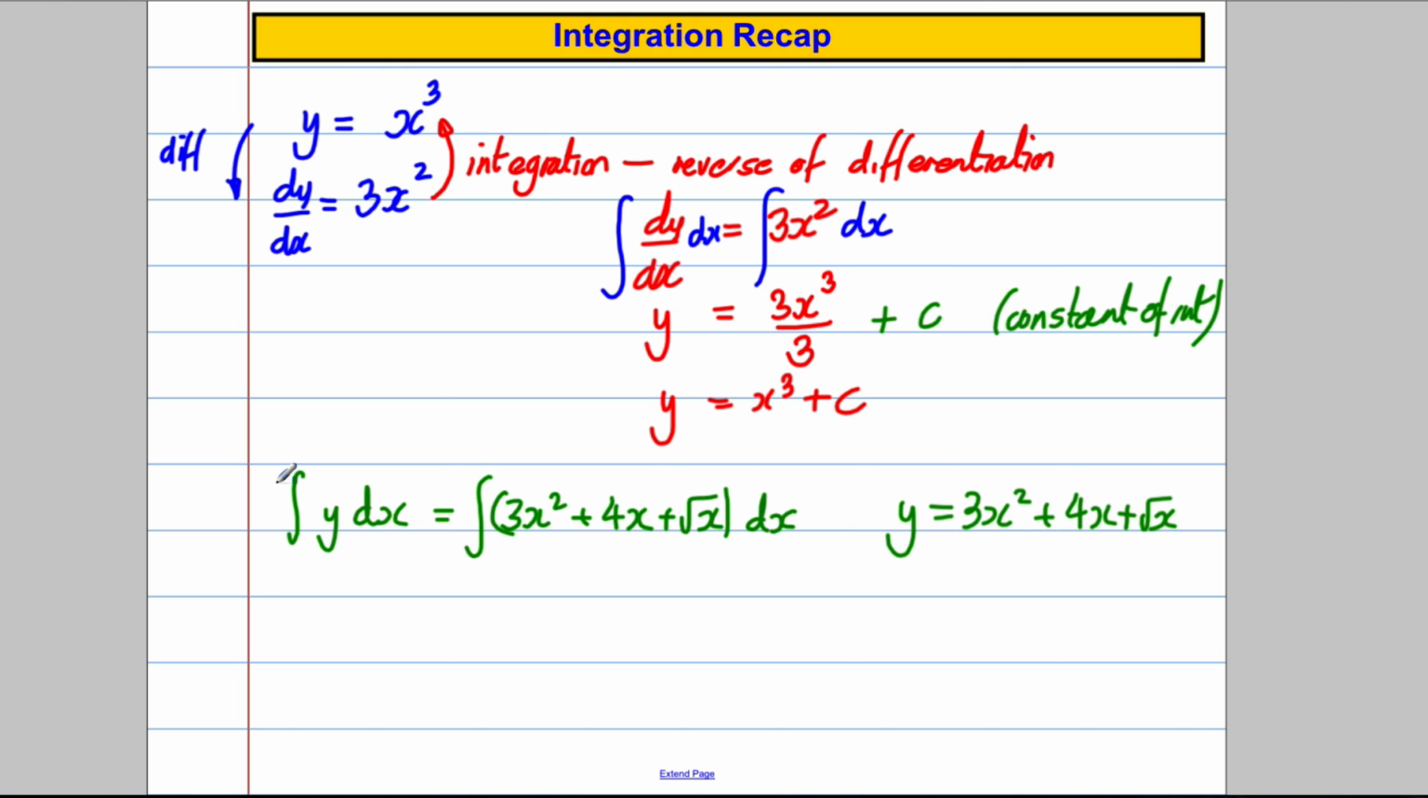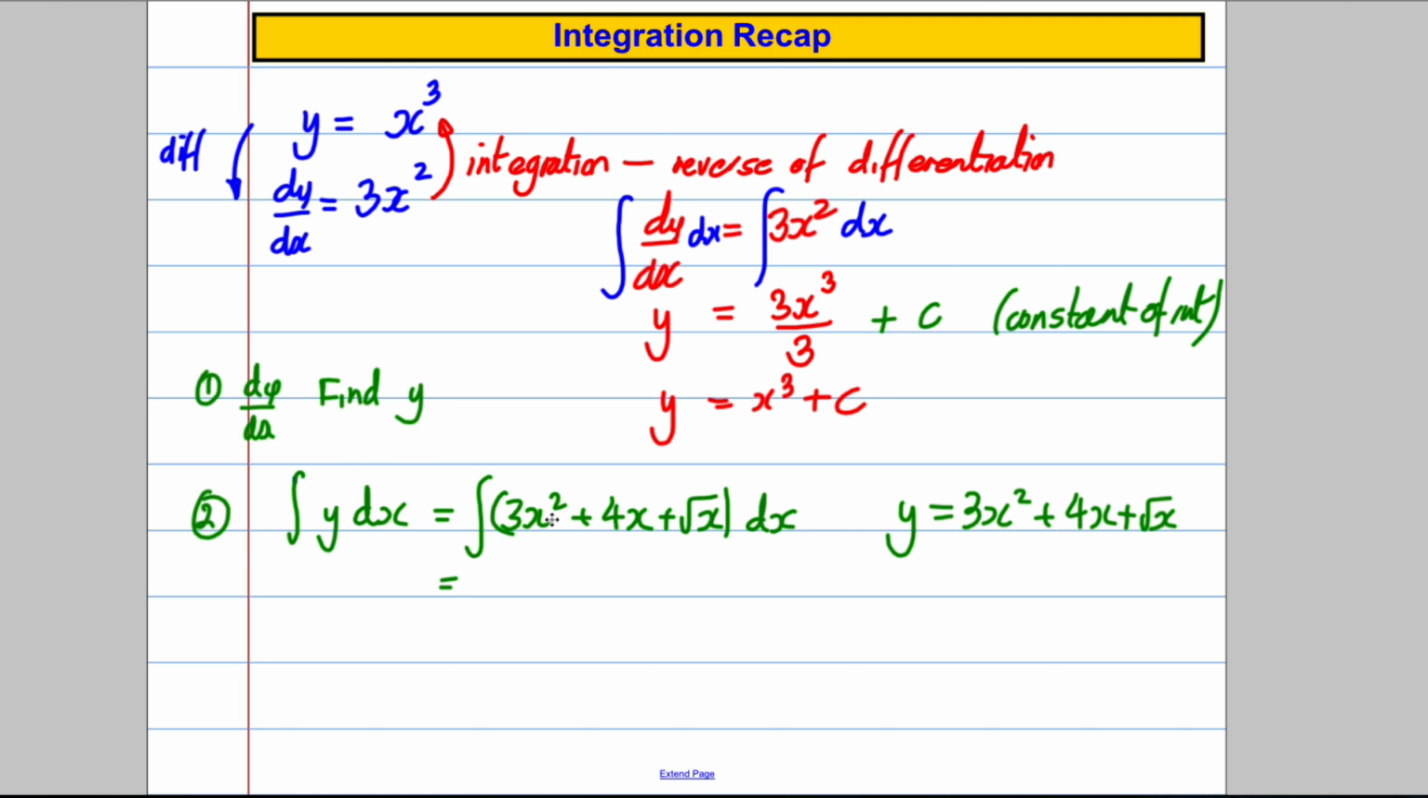So just to be clear, there are two styles of questions. Sometimes they give you dy by dx, and they say find y, and you use integration. Or sometimes they just say integrate something. I'm just giving you something, go ahead and integrate it with no relation to dy by dx or a gradient function, etc. So you've just got to be able to do this.